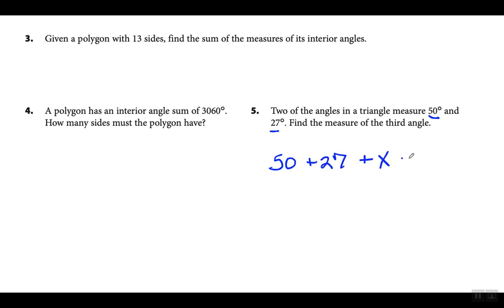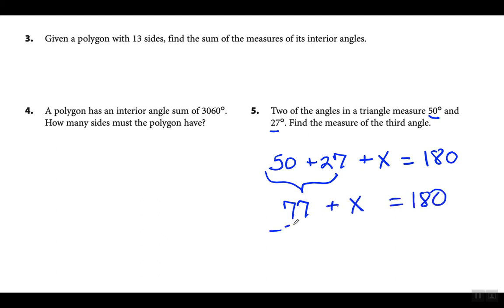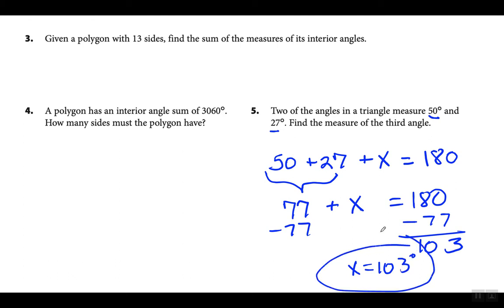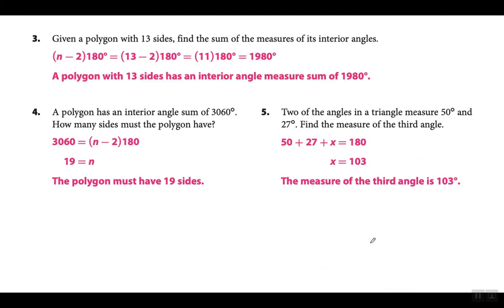I'm not going to waste time using the formula because we already know the sum of the angles of a triangle is 180. No vayan a gastar tiempo con la fórmula porque ya sabemos que es 180 la suma de los ángulos interiores de un triángulo. Alright, so when you add this, you're going to get 77 plus x equals 180. Now subtract 77 from both sides, and you're going to get 103. So x equals 103 degrees.